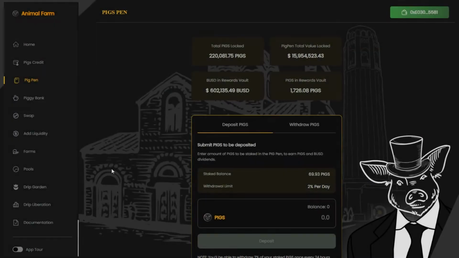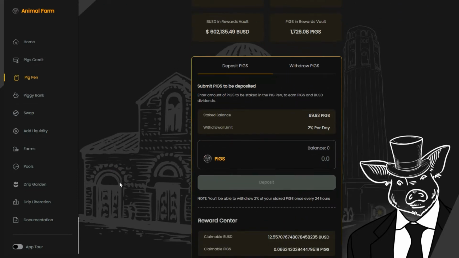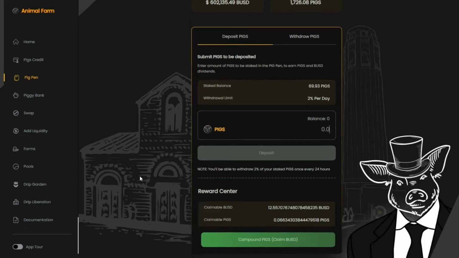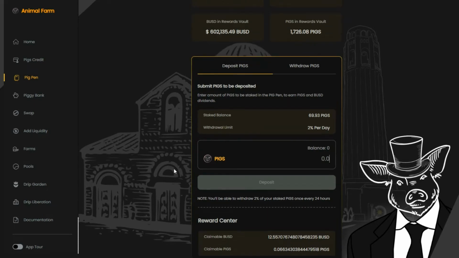The pig pen is working fine. I earn BUSD and pigs tokens here every day. If you stake your pig's governance tokens in the pig pen, you automatically become a shareholder of the Animal Farm, and you earn 2% of the total transaction fees that take place. My goal is to get as many pigs as I can, and put them in the pig pen. The rewards are pretty low right now, because the farms and pools are still locked, but when the site unpauses, this will be an incredible passive income generating tool.